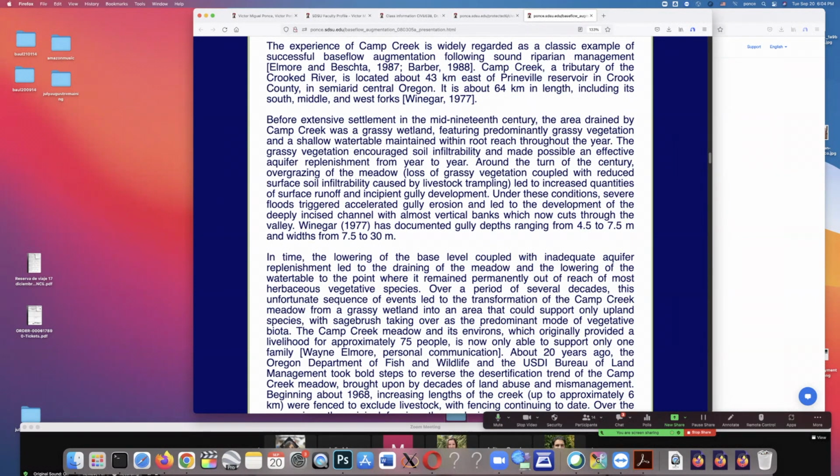So what happened was that before extensive settlement, the area drained by Camp Creek was a grassy wetland. Extensive settlement, what do you mean? Well, meaning the settlement of Oregon that happened around the 1880s, featuring predominantly grassy vegetation and a shallow water table. The grassy vegetation encouraged soil infiltrability and made possible an effective aquifer replenishment. Around the turn of the century, that was in the 1900s, overgrazing of the meadow.